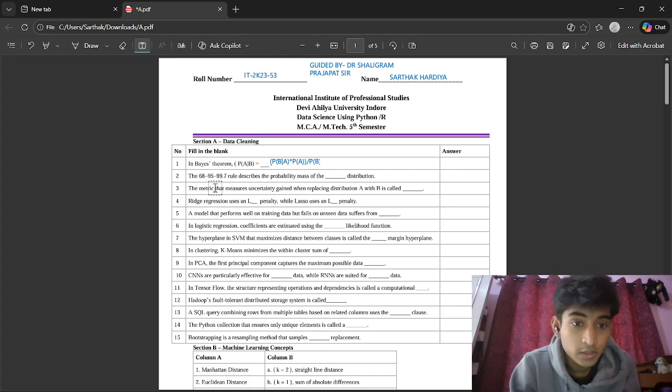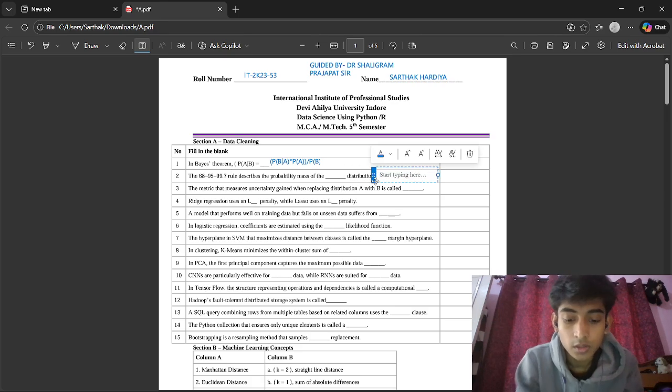The next question is the 68, 95, 99.7 rule describes the probability mass of the dash distribution. So we know that these are the confidence levels of a normal or a Gaussian distribution. So the answer would be normal distribution. You can say Gaussian.